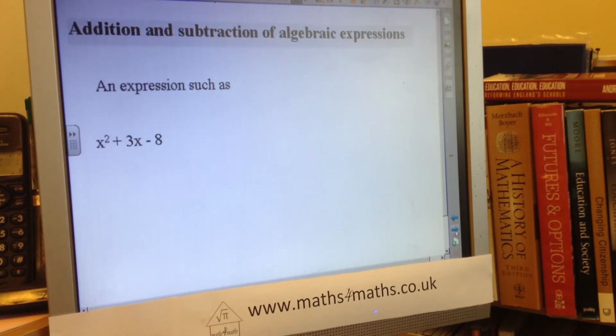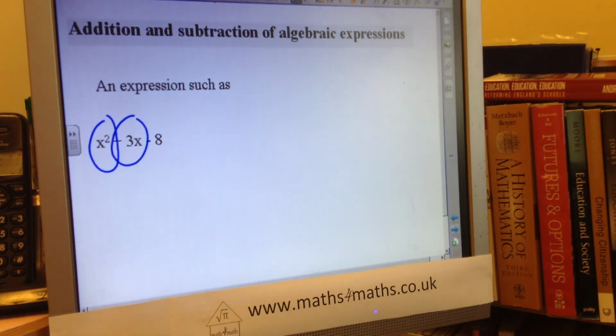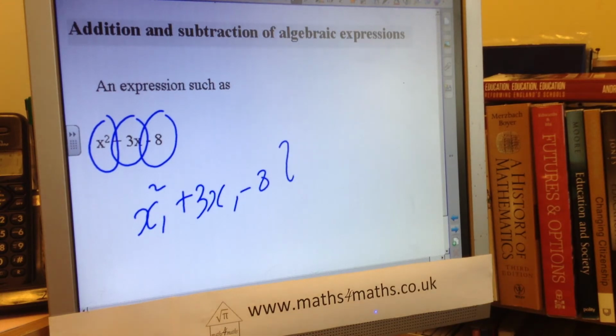Addition and subtraction of algebraic expressions. An expression such as x squared add 3x minus 8 can be split up into 3 different components: x squared, positive 3x, and minus 8. These together are called terms. Hence, this expression has got 3 terms.